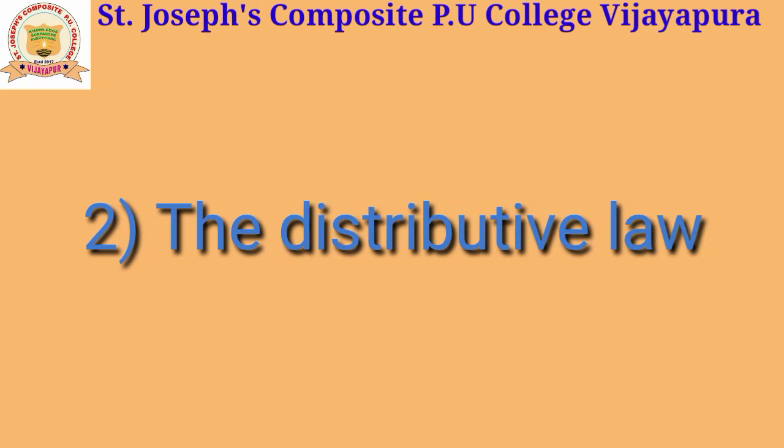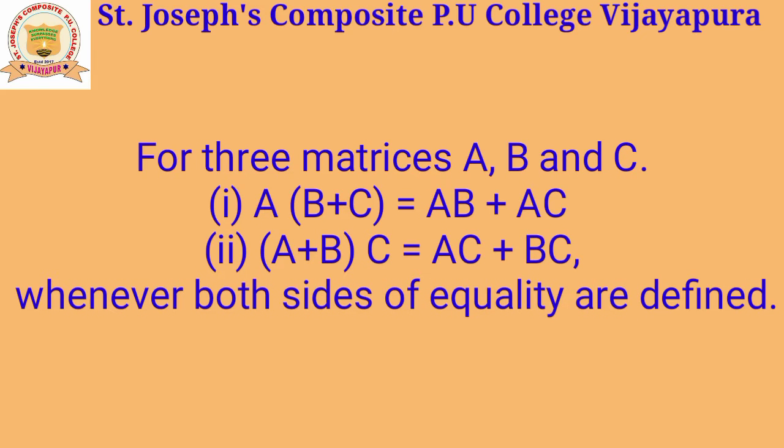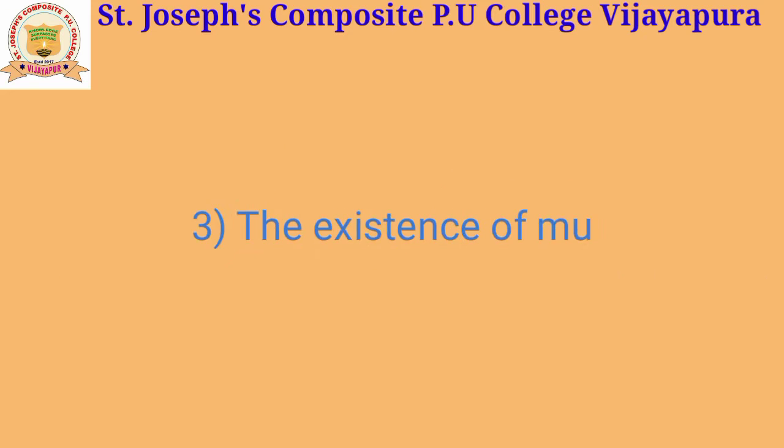Our next property, that is the second property, is the distributive law. For three matrices A, B and C, the first one is A(B + C) is equal to AB + AC. The second is (A + B)C is equal to AC + BC, whenever both sides of the equality are defined.